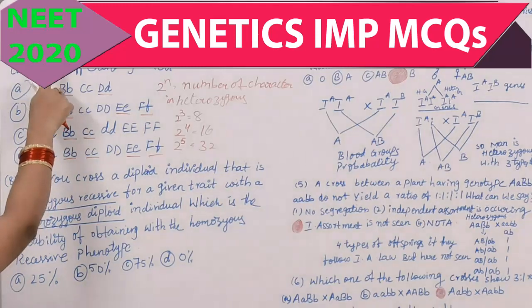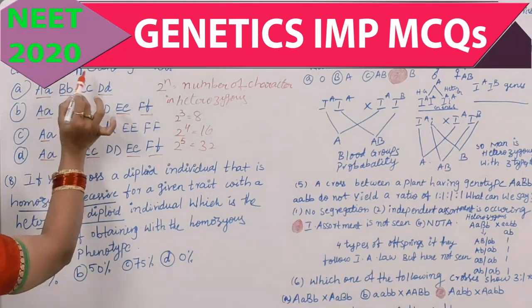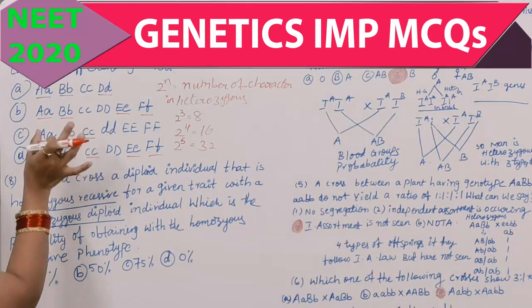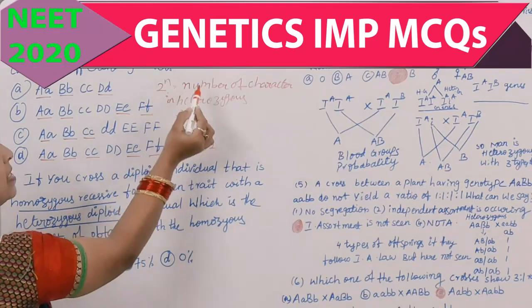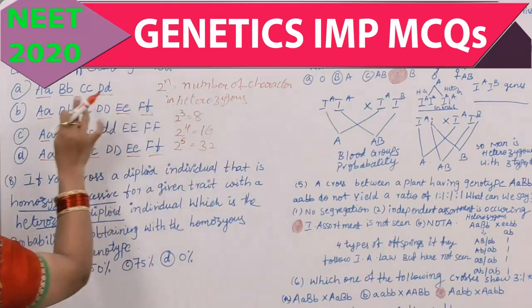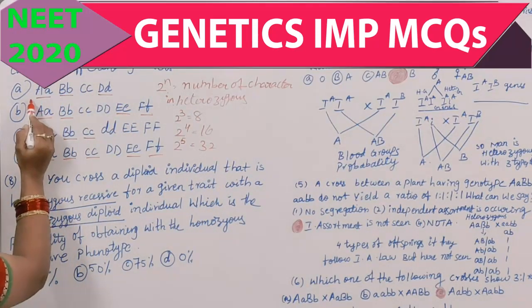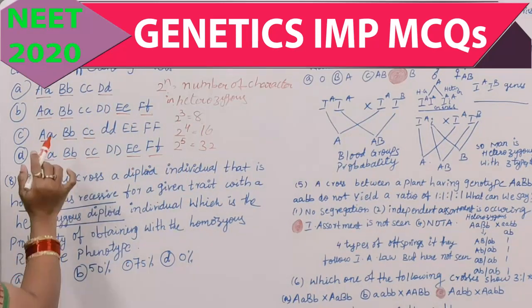Coming to the next question, which one of the following individuals can produce 16 different gametes? They have given the options for us, but to find out we have a formula, 2 to the power n. N represents the number of heterozygous characters. Now we have to find out how many heterozygous characters are there. In the first option you have 3, so 2 cubed is equal to 8. So the answer is not that one.